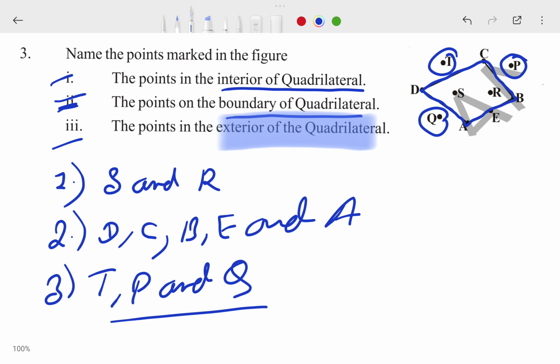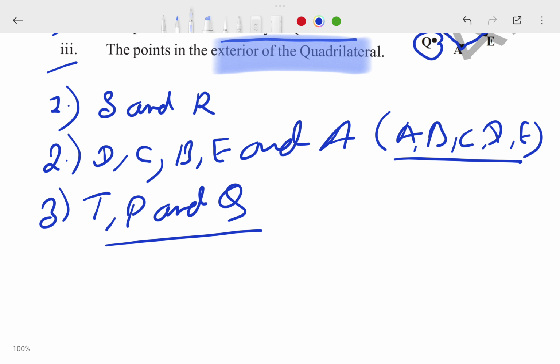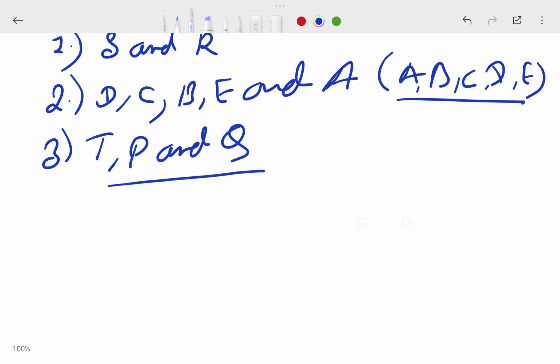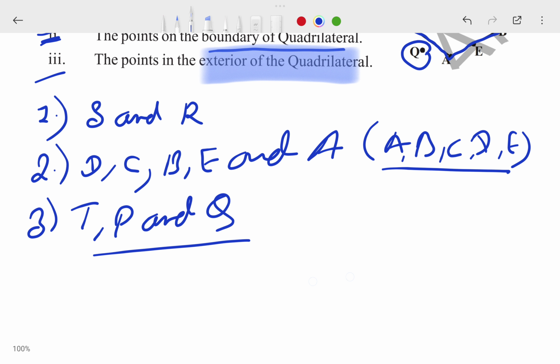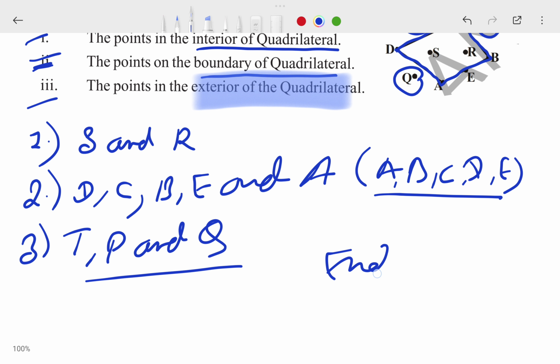You can write it like this also: A, B, C, D and E. Otherwise you can write it like that only. Both are the same points, so don't worry. You can write in the proper manner, A, B, C, D, etc. So this fourth one is clear. Overall, this exercise is totally ended here. Everything in this exercise is clear.